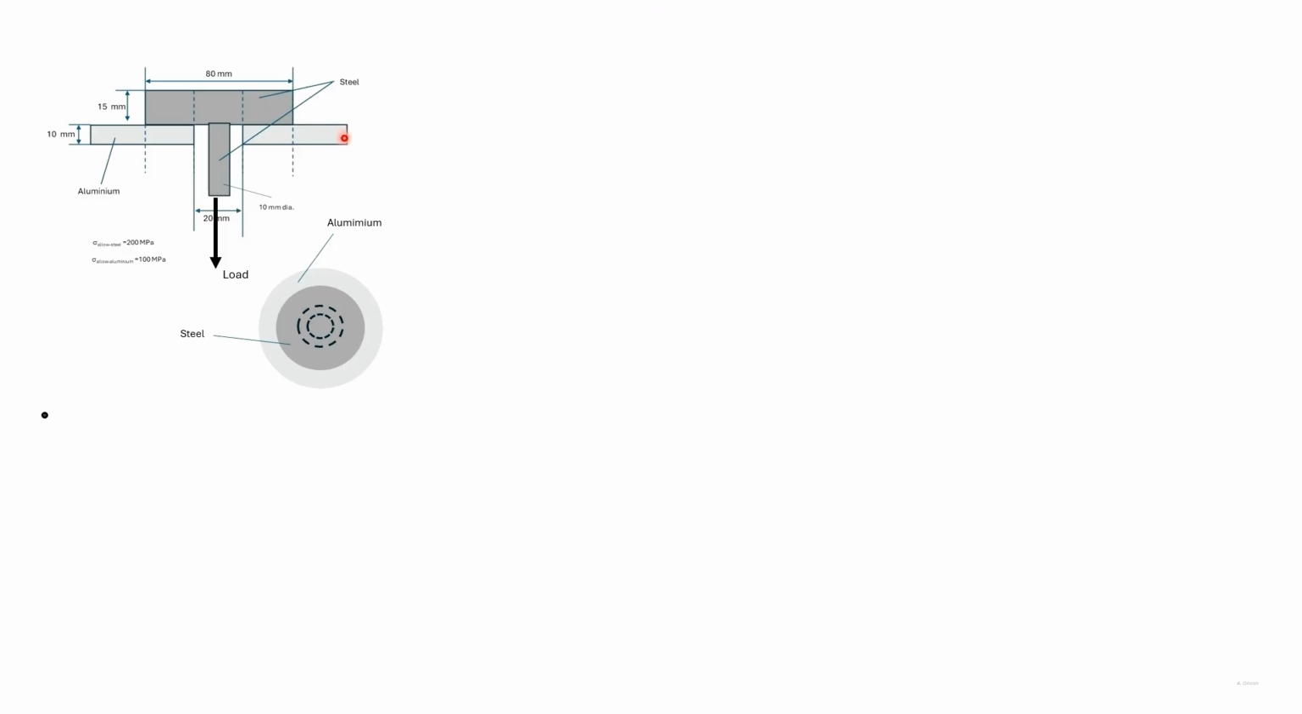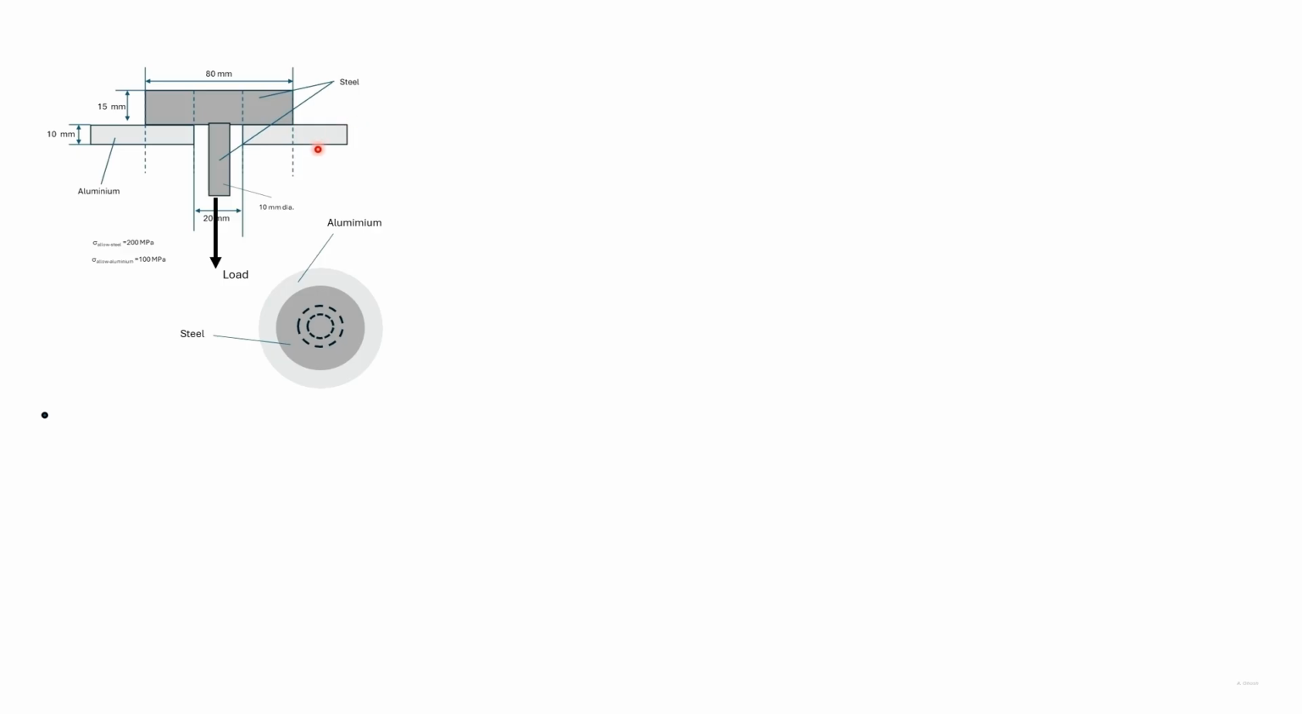To find out the ability of the steel portion to withstand the load, we multiply the allowable stress in steel into this depth, 15 millimeter, into 2 pi r, that is the circumference of the circle whose radius is 10 millimeter.